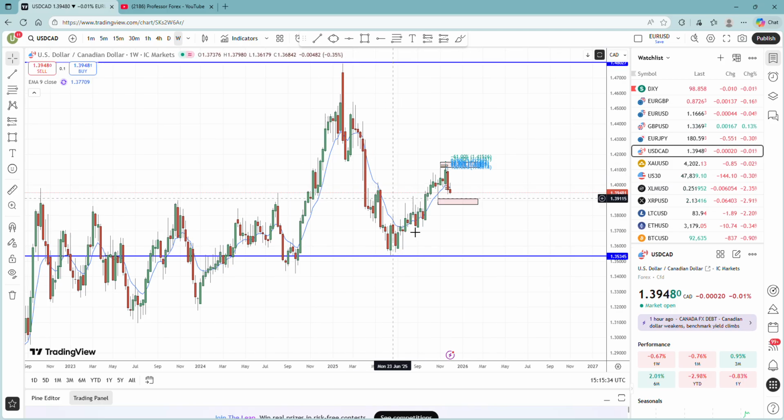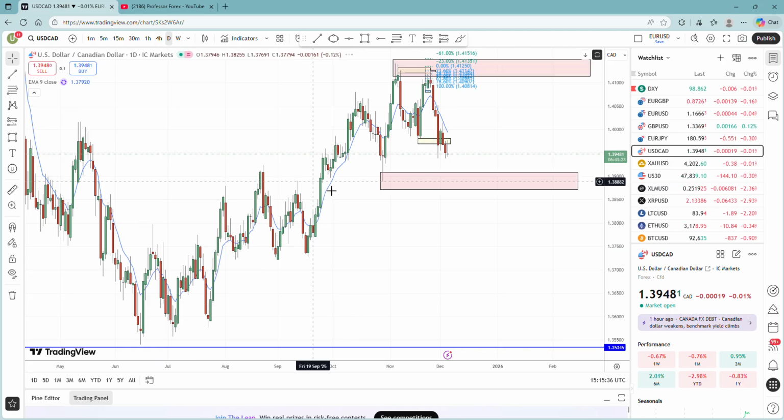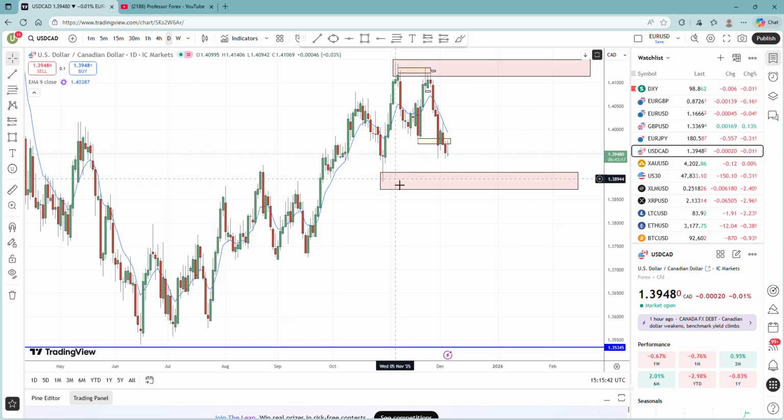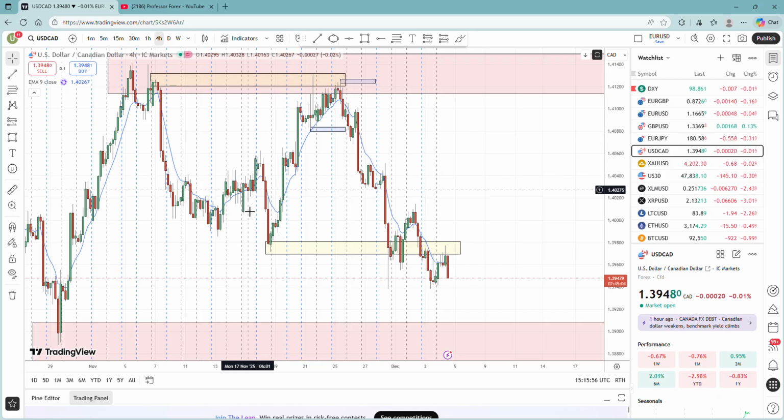So USD CAD, last one. Weekly resistance, weekly support. Daily resistance here. You can see it rejected it twice. Daily support. It's close to the support. Could decline further before increasing.